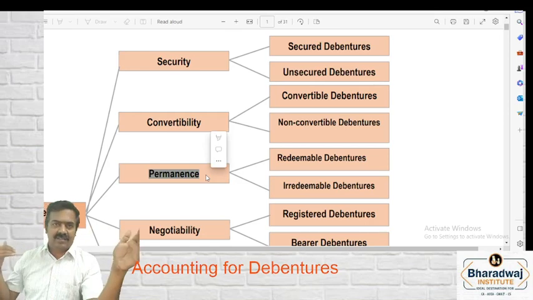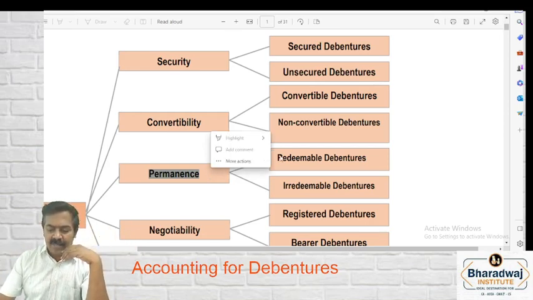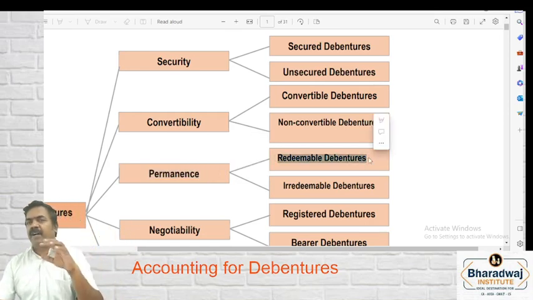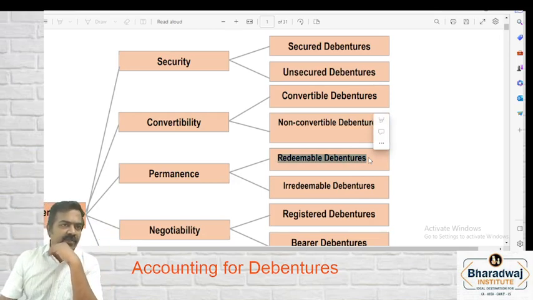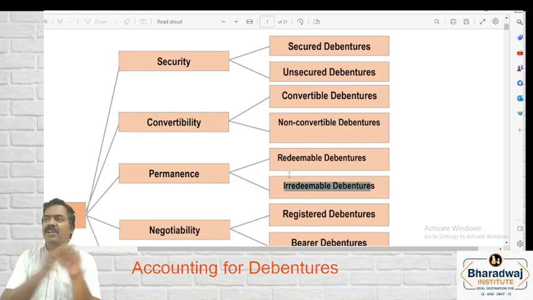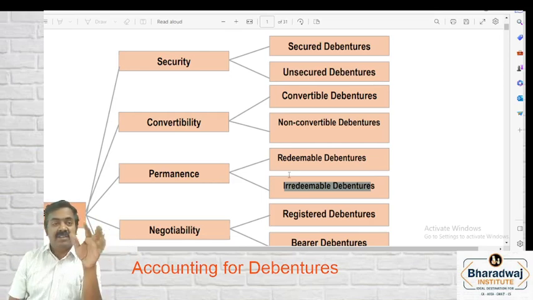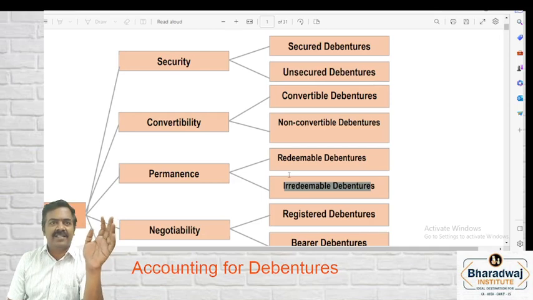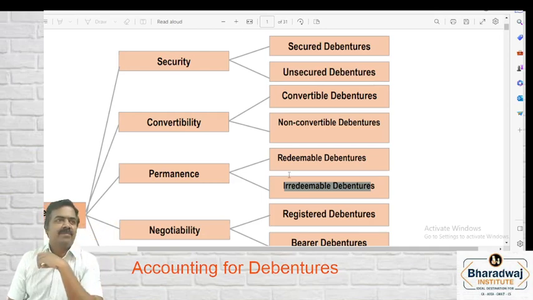What is the next one? Permanence means how long the debenture will be there. Redeemable debenture means a debenture will be repaid after 5 years, 10 years, like that. Irredeemable means the debenture will not be repaid at all. When will they get the money? Only when the company is wound up. 5 years, 10 years, 50 years, 100 years, 500 years, as long as the company is there, money will not be paid. Only interest you will get every year.